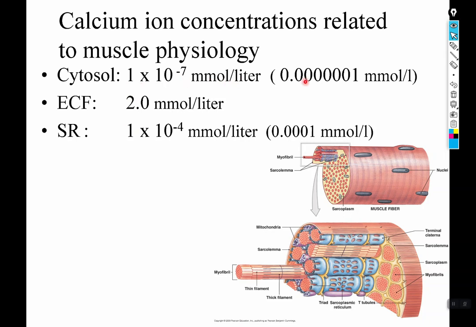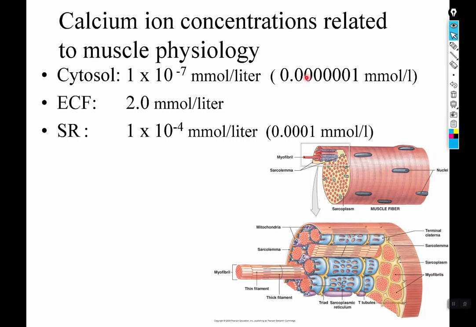So here's what that number looks like if you actually multiply it out. This is a very, very tiny amount. And it's tiny on purpose because we want this to be low until we want to begin contracting. The extracellular fluid has a whopping, by comparison, 2 millimoles per liter. So what that means is most of the calcium that we're going to be letting in is going to come from the extracellular fluid, but a significant portion also comes from the sarcoplasmic reticulum at 10⁻⁴ millimoles per liter. So it's a couple orders of magnitude larger than this tiny little number here.